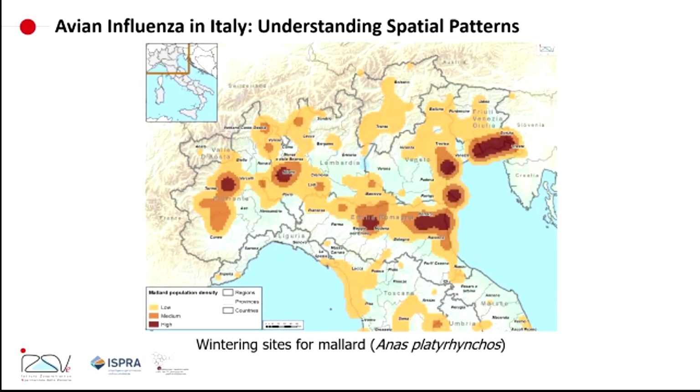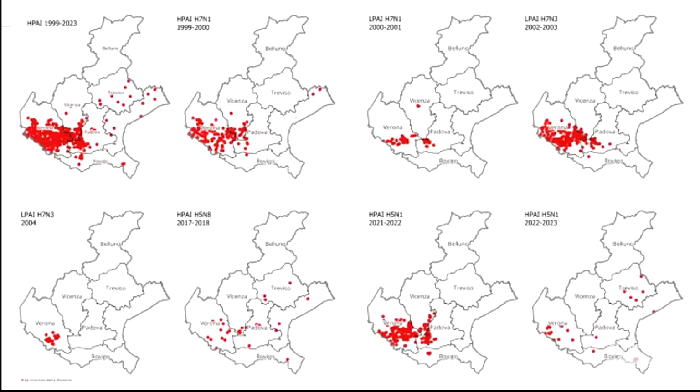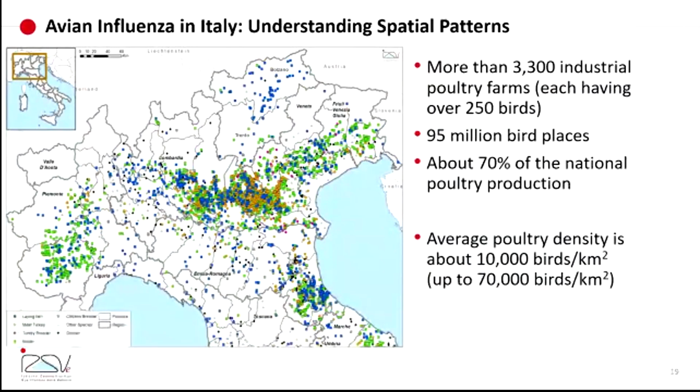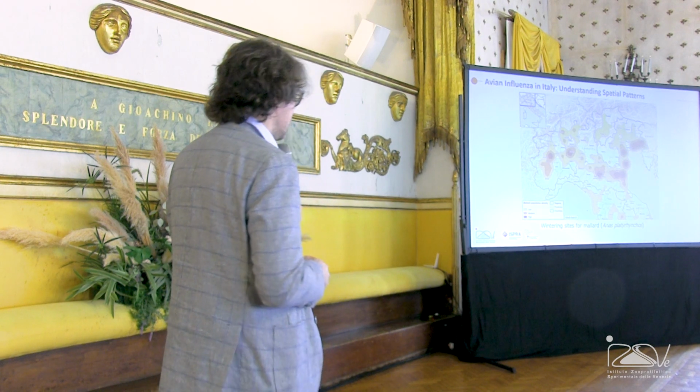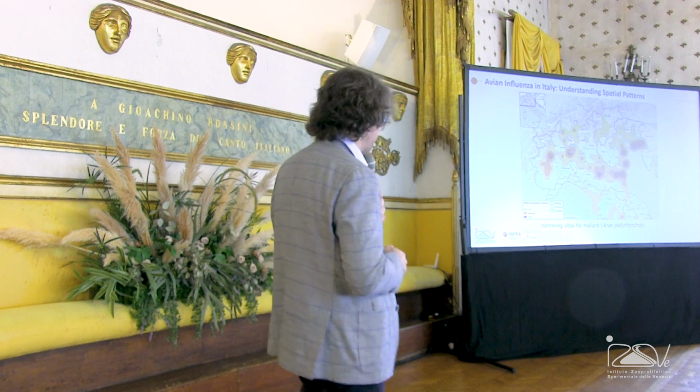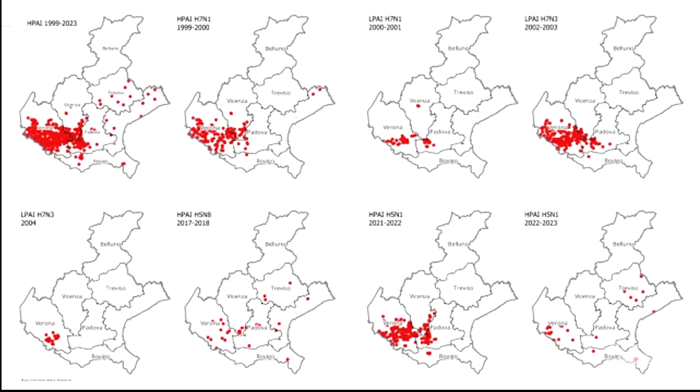Then we have this map. Also, this one is a very old map that Vittorio provided us in 2000-something. This is the density, 20 years ago, of mallards in northeastern Italy. If you compare the two maps, you can see we have essentially the same pattern: high density poultry production in areas with lots of mallards, and mallards are one of the reservoirs for avian influenza. It's kind of suicidal, but it is actually what happens.